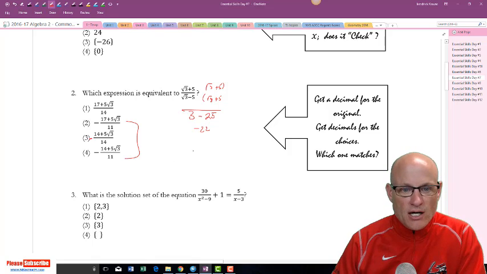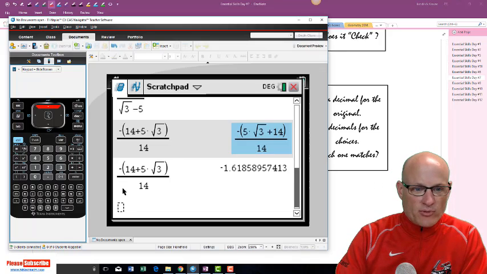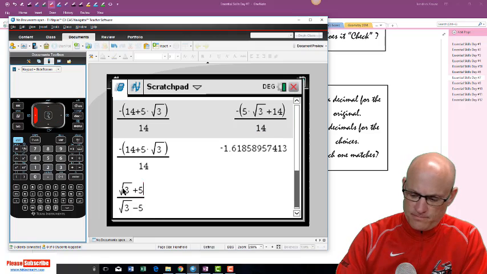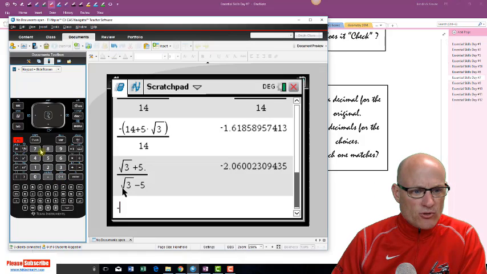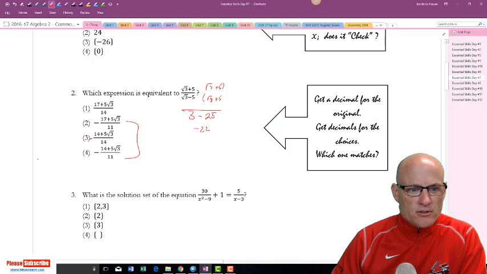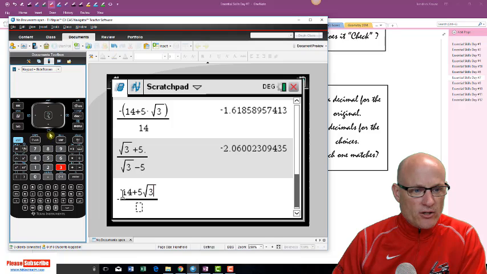The top is going to be a mess. So let's just try it. Let's remind ourselves what the original answer was. There's the original answer, and I'm going to guess it's probably going to be this one. So negative control division 14 plus 5 square roots of 3 all over 11.